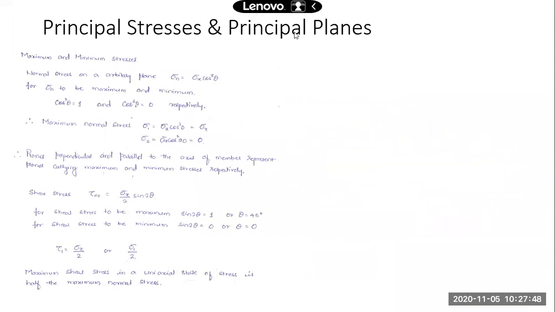Now what we come across is the maximum stresses. There will be some plane on which the stresses will be maximum. We call those stresses principal stresses. The maximum normal stress we call the principal stress, and the planes carrying these maximum stresses we call the principal planes. So let us try to determine the principal stresses and the orientation of the principal planes: what are the maximum stresses and what is the inclination of the planes on which they are acting.